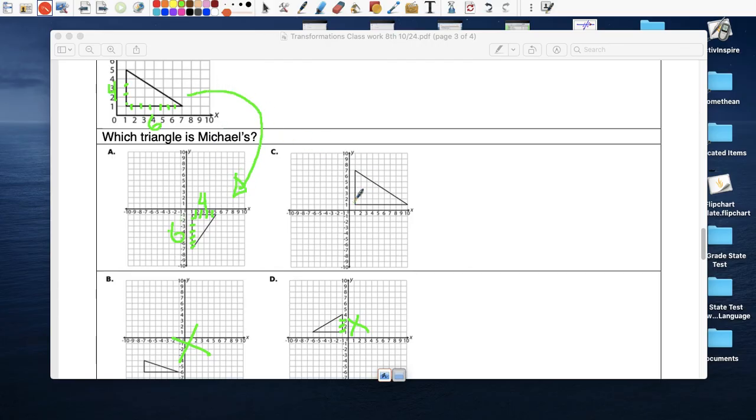This one's too big. 1, 2, 3, 4, 5, 6. That measures 6, and this one measures 1, 2, 3, 4, 5, 6, 7, 8. That's not it. So in order to be congruent, it has to be the same shape and same size. Okay, so that gives us that option.